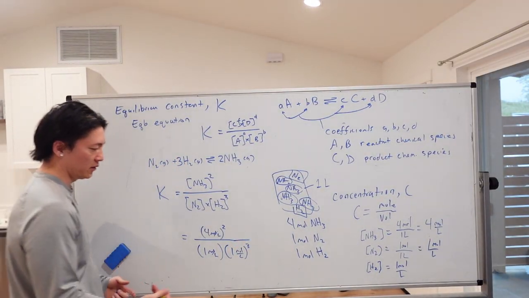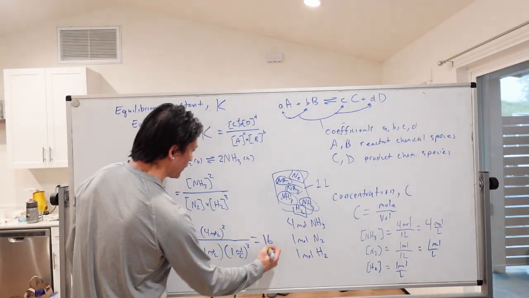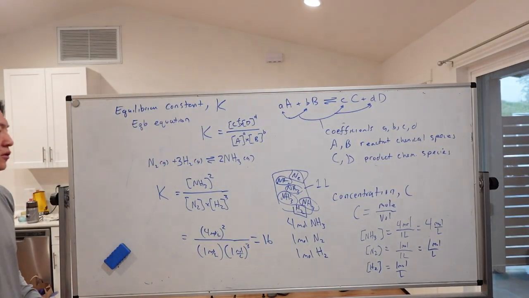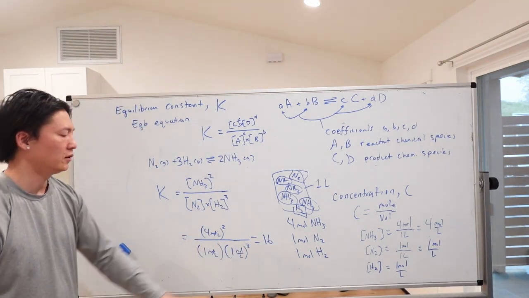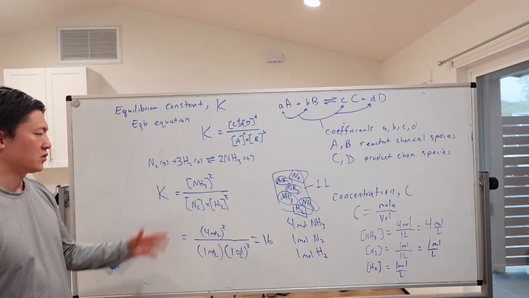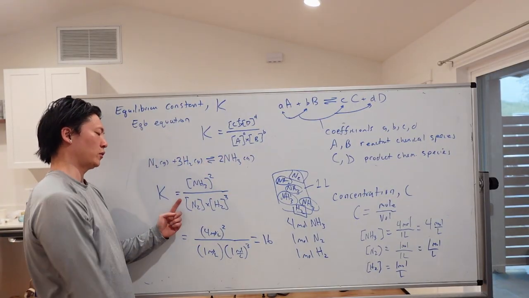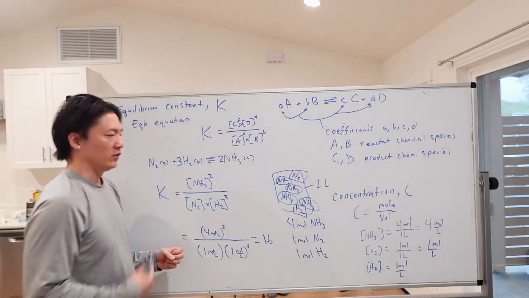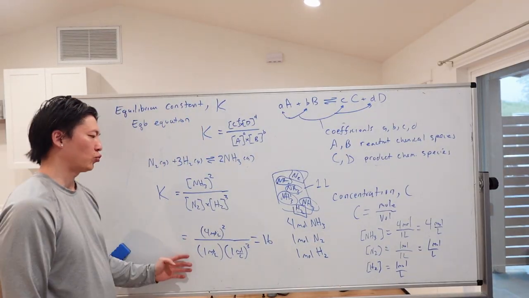So if you calculate this, it turns out to be 4 times 4, which is 16, okay? So the answer here is 16. The equilibrium constant for this situation is 16. This is the equilibrium equation, which you should be able to get from this balanced chemical equation. Given concentrations, you should be able to calculate an actual value, okay?